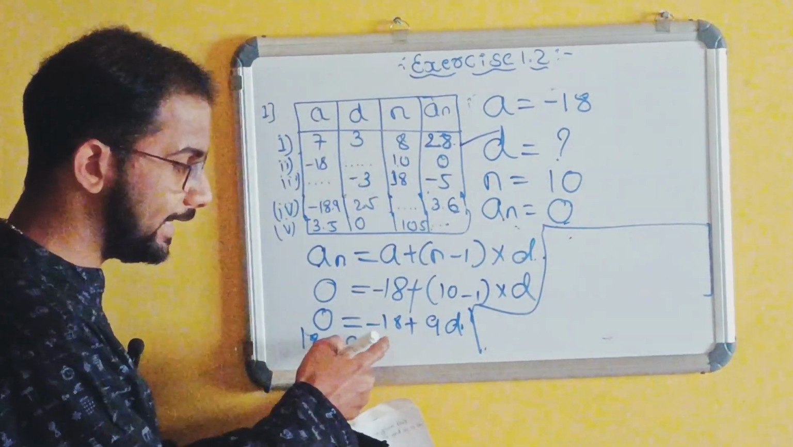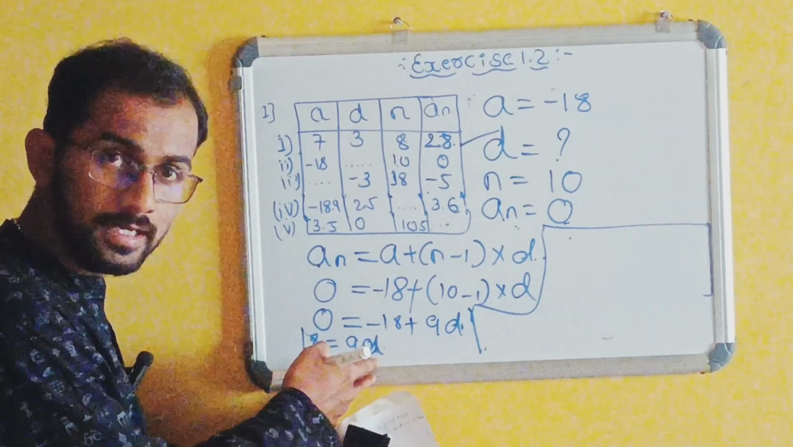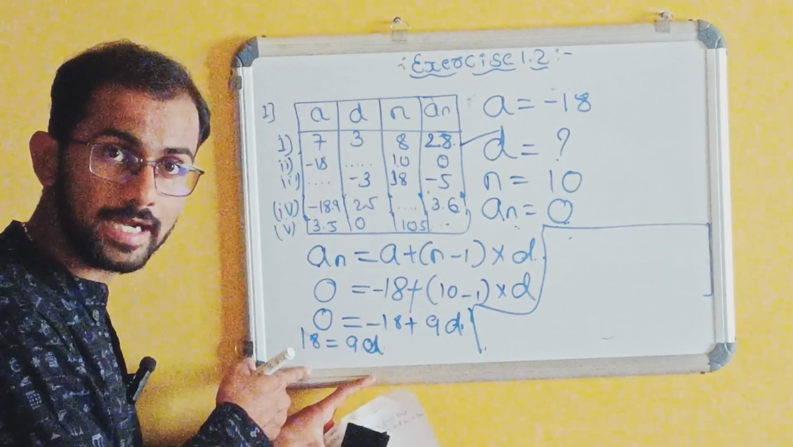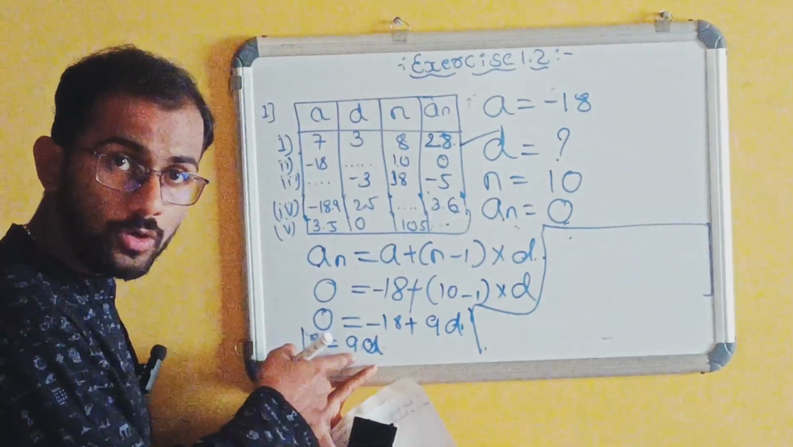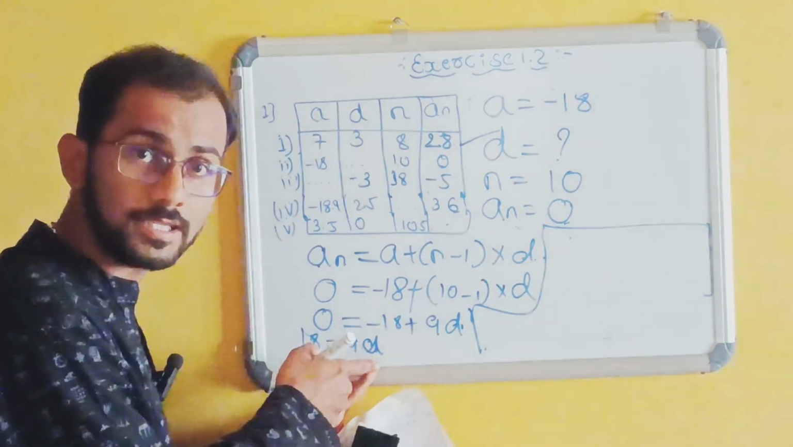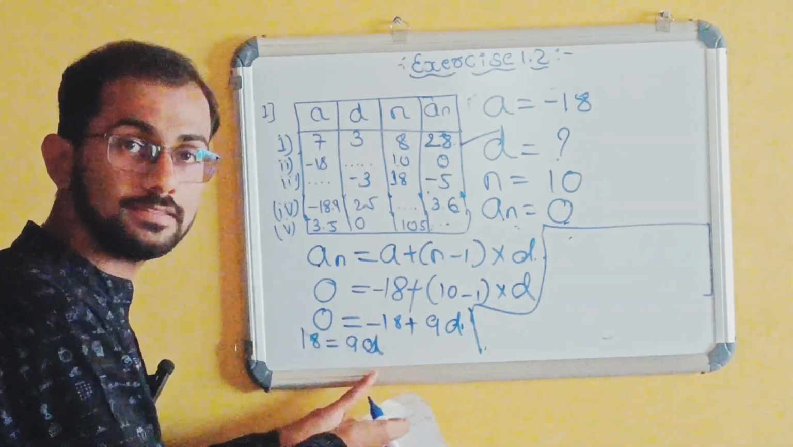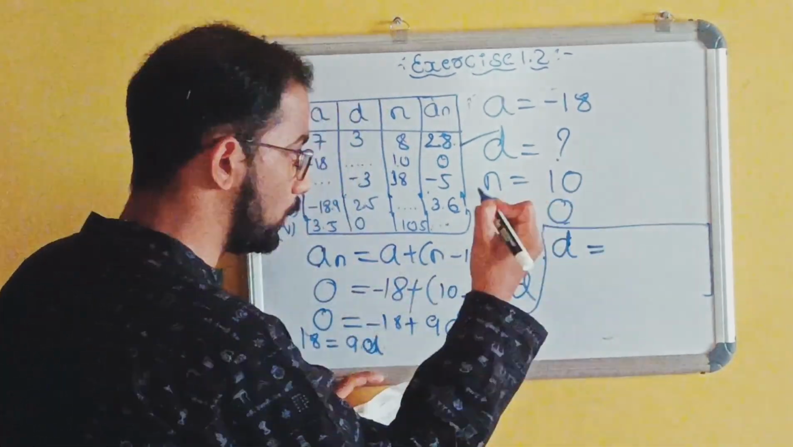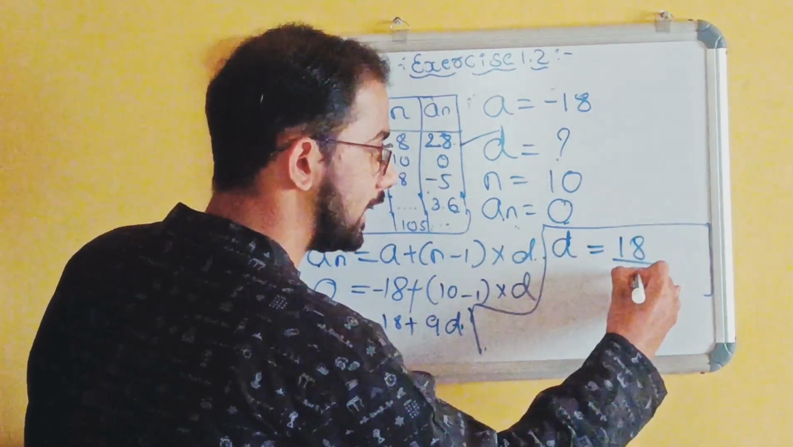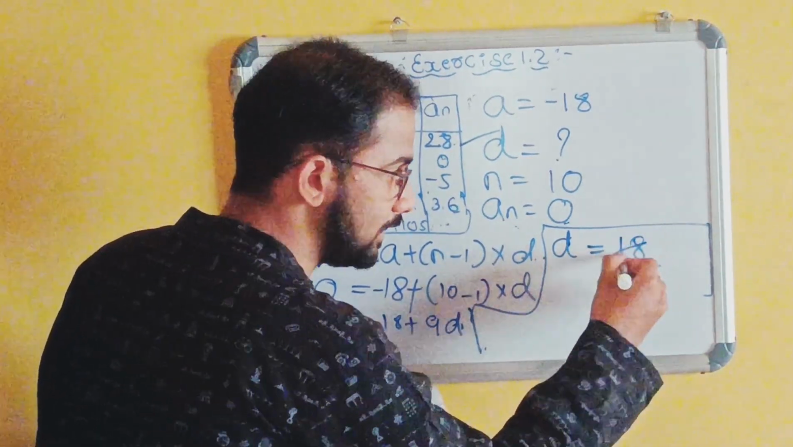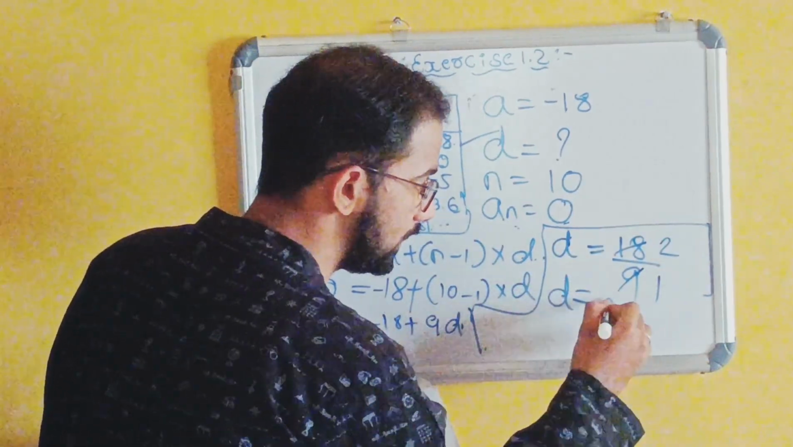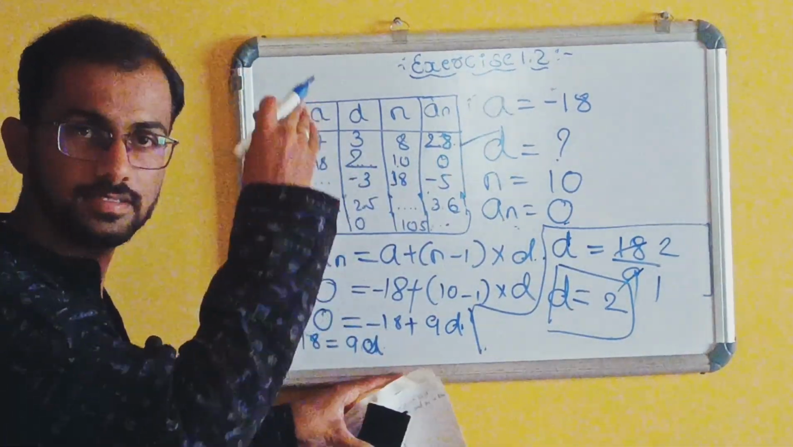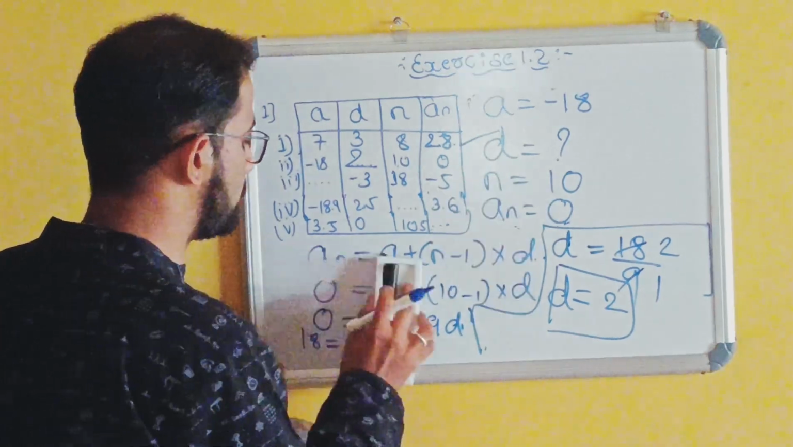Here we want only D. Now shift this 9 to the other side. On the other side it will become divided. Why? On one side 9 is multiplying with D. If you shift this 9 to the other side, it will become divided. That becomes D equal to 18 divided by 9. 9 ones are 9, 9 twos are 18. Therefore D will be 2. Hence the common difference is 2. So this is how we need to calculate these problems.